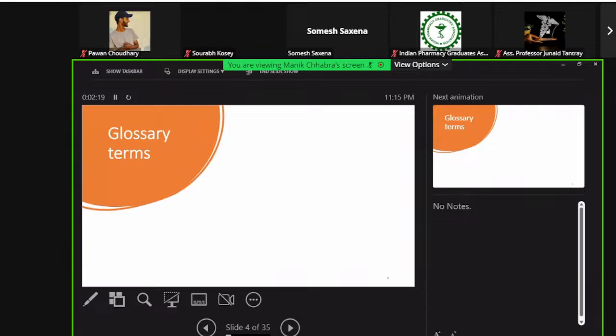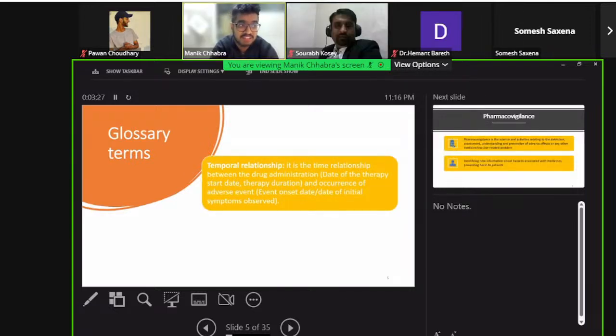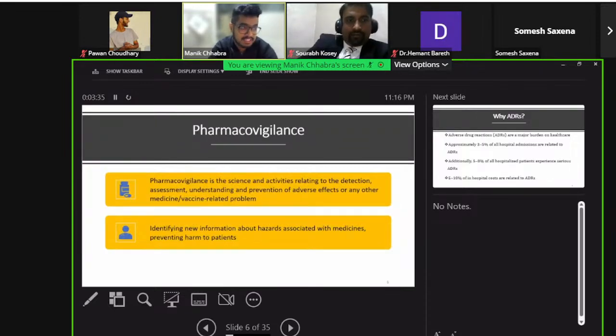Then causality assessment. Causality assessment of an adverse drug reaction is a method to estimate the strength of the relationship between the drug exposure and the occurrence of adverse reactions. Further, we have temporal relationship. It is the time relationship between drug administration, date of therapy start, therapy duration, and occurrence of the adverse event, mainly event onset, the date the initial symptoms were observed. Further, pharmacovigilance is the science and activity related to detection, assessment, understanding, and prevention of adverse effects or any other medicines or vaccines related problems.